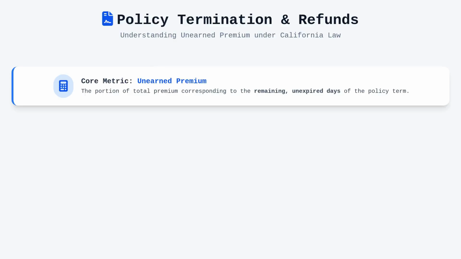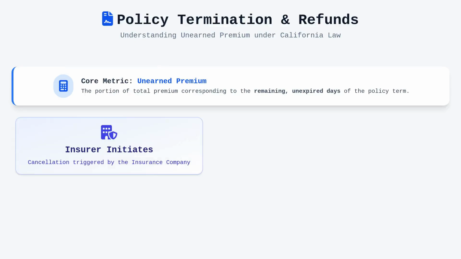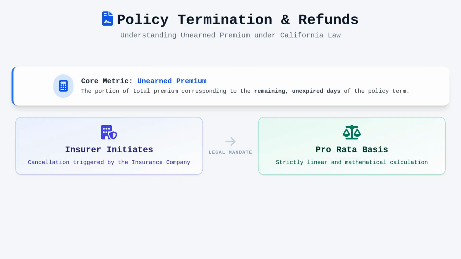Under California law, the specific entity that initiates the cancellation alters the legal standard and calculation methodology applied to this fund. If the insurance company triggers the cancellation, the California Insurance Code generally mandates that the refund must be calculated on a strictly pro rata basis.